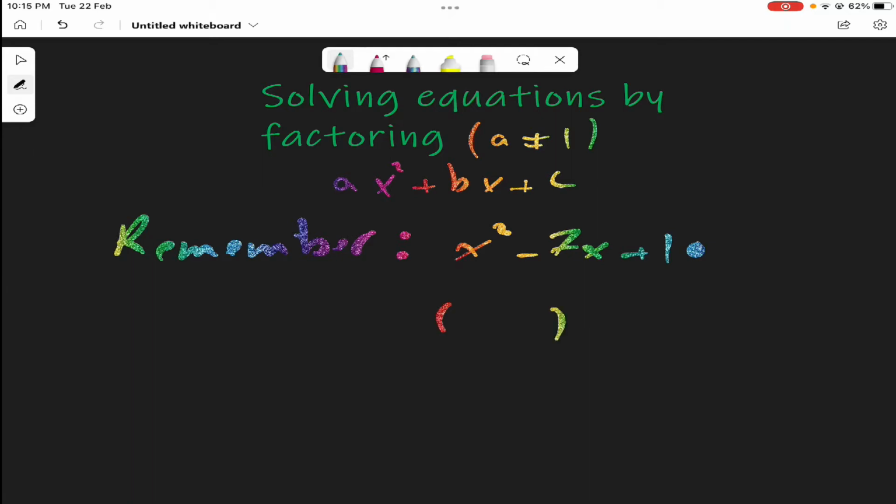We open two brackets, x and x to get x squared. I think about two numbers whose product is 10 and whose sum is negative 7. The two numbers are negative 2 and negative 5. To start the lesson, I'm going to take the first example.